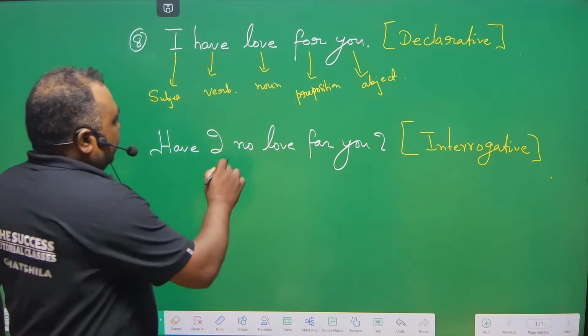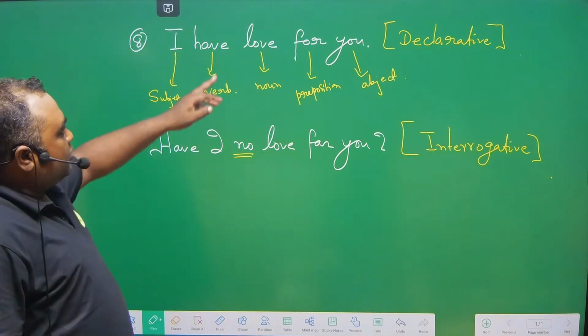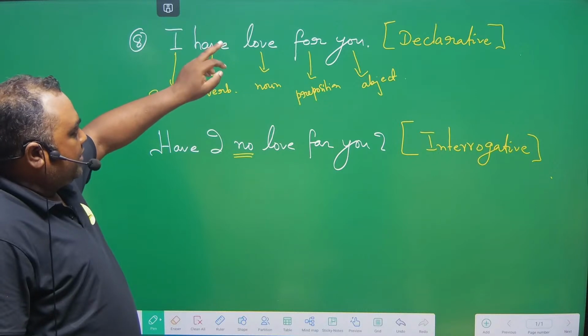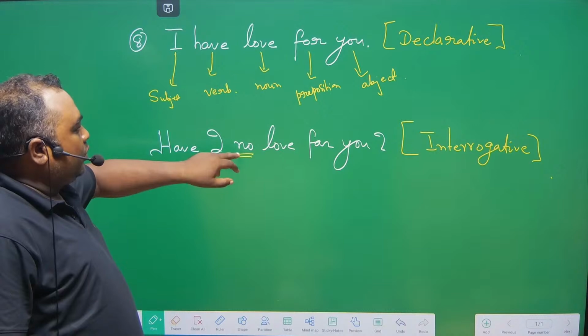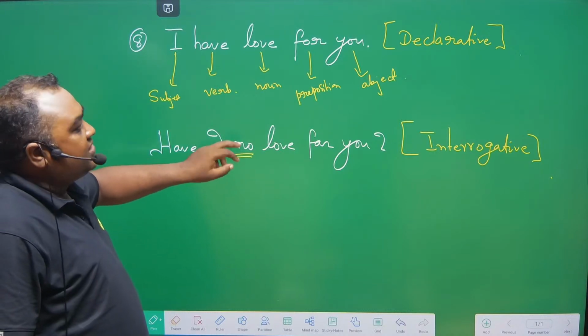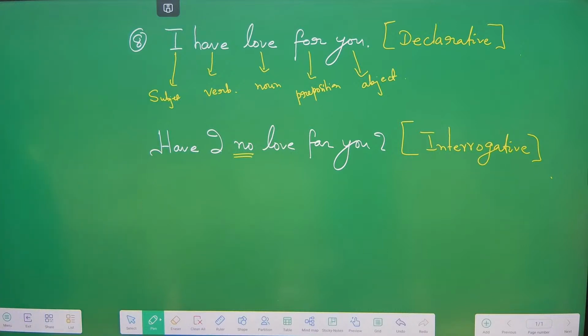Why have I included this negative word over here? Because there is no negative word in the declarative sentence. That's why I have included a negative word in this interrogative sentence. Have I no love for you?